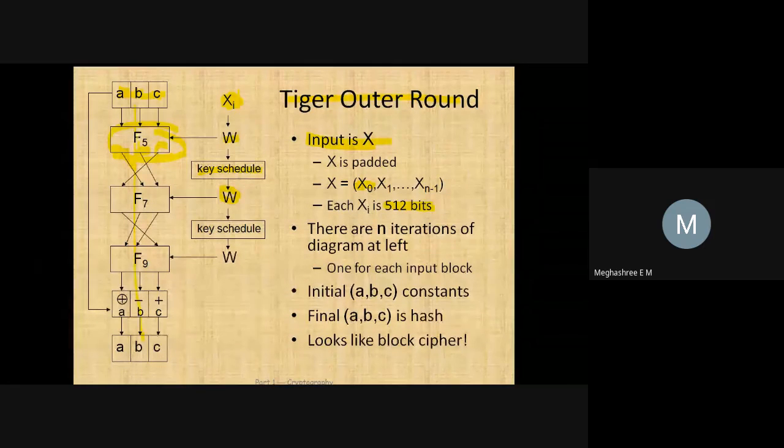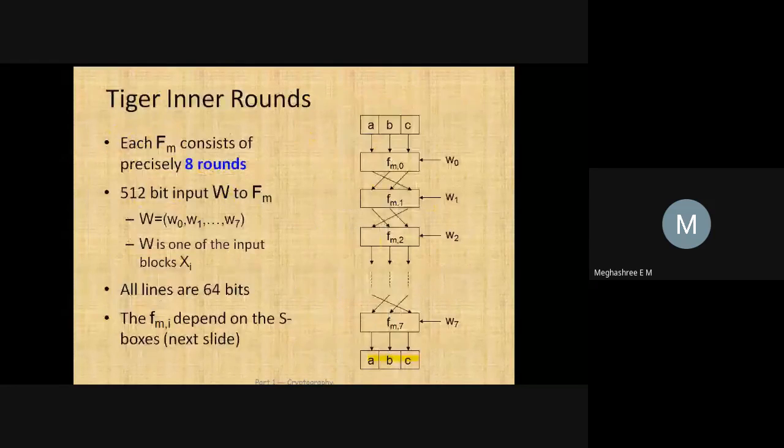The output of this outer round is fed as input for this F7, where again W is fed as input. The output of F5 is fed as input along with the key schedule. After performing all the calculation, at the end you will get ABC, which is also of 192 bits, where A is 64 bits, B is 64 bits, and C is 64 bits. Now the question is, what calculation is done at each function? That calculation is represented in this diagram, which we call the inner round calculation.